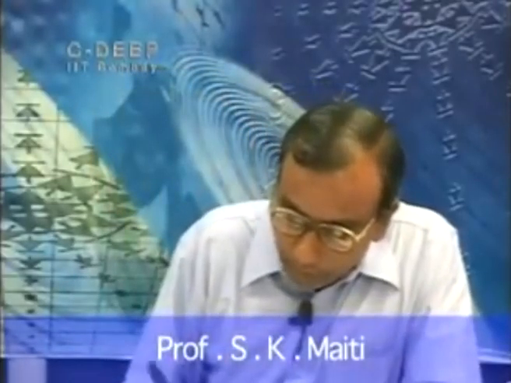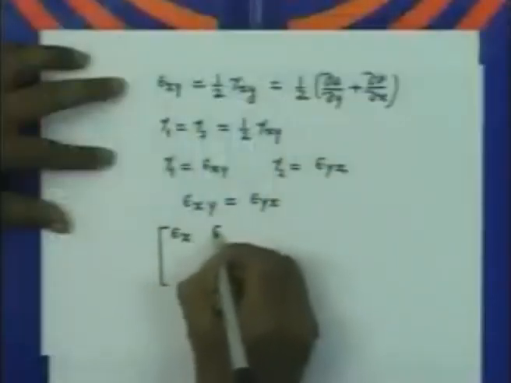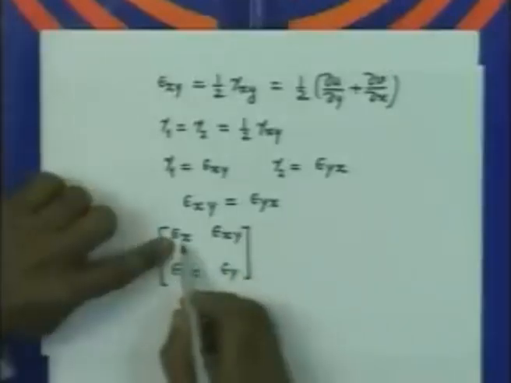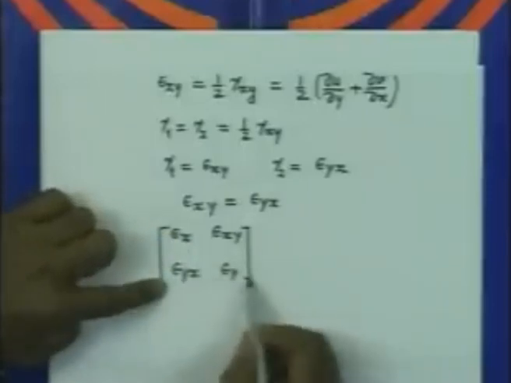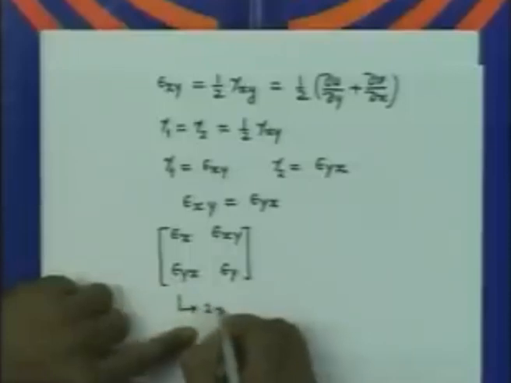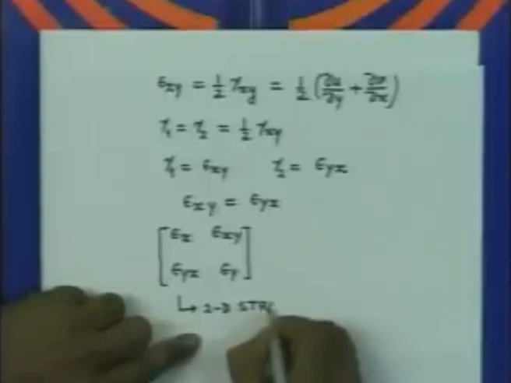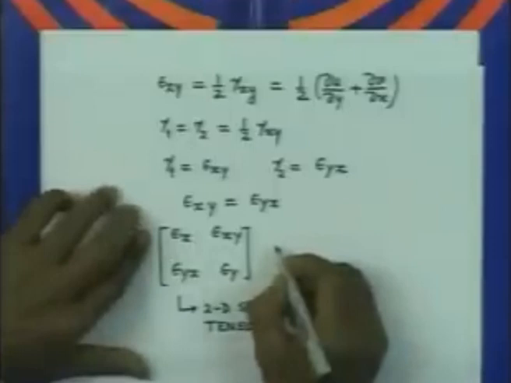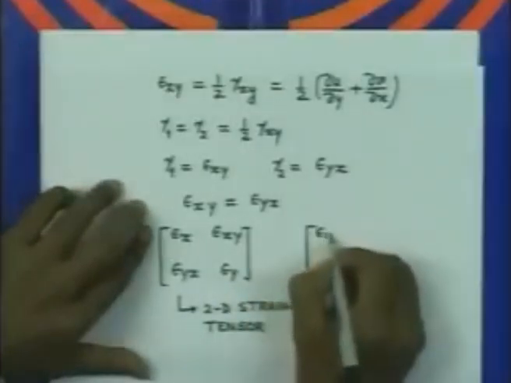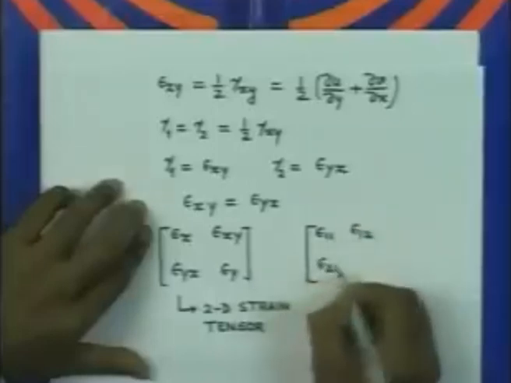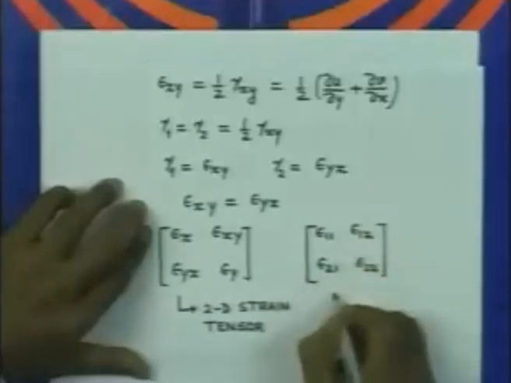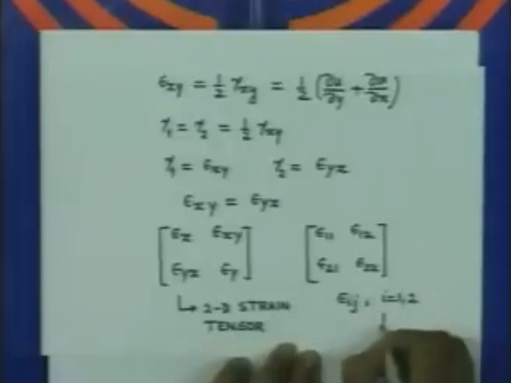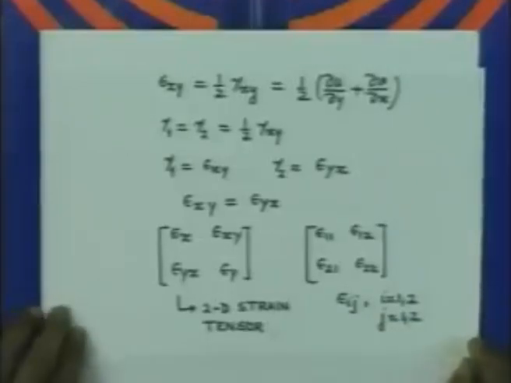Finally, therefore, at a point we have the strains epsilon x, epsilon xy and epsilon yx, epsilon y. These are the strains associated with the x direction, and these are the strains associated with the y direction. This is known as the 2D strain tensor. And in index notation, we can write this as epsilon 11, epsilon 12, epsilon 21, epsilon 22. In short, we indicate this as epsilon ij with the implicit assumption that i takes values 1 to 2 and j takes values 1 to 2. So this is the two-dimensional strain tensor epsilon ij.